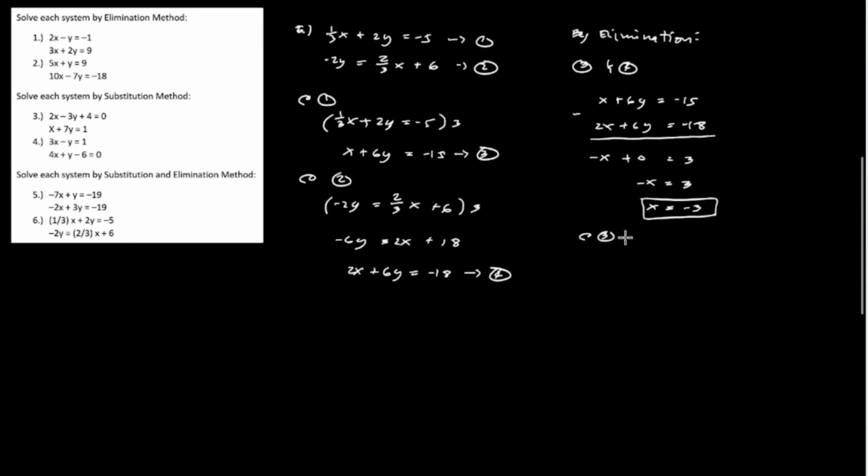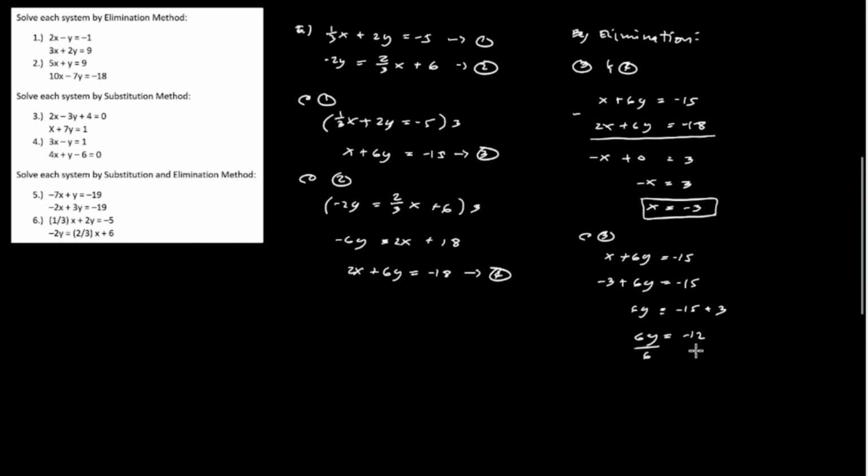At 3, x plus 6y is equal to negative 15. x is negative 3 plus 6y is equal to negative 15. And 6y is equal to negative 15, negative 3 to the right side is positive 3. And 6y is equal to negative 15 plus 3 is negative 12.